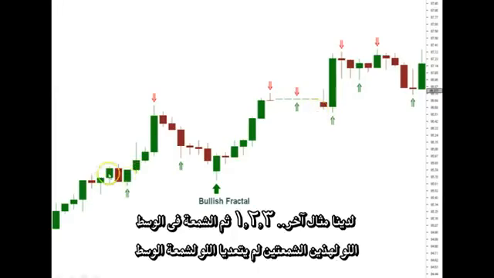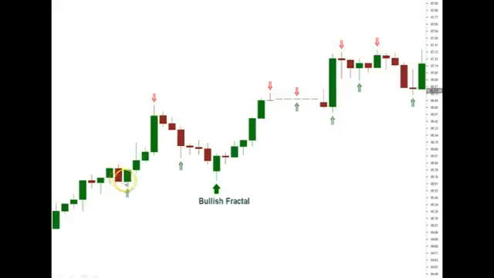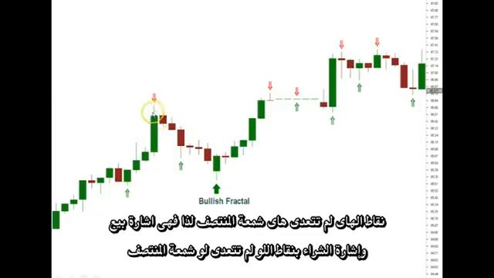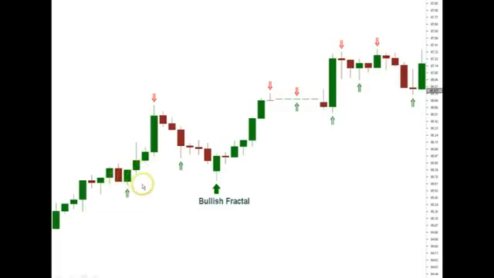Here it is again. 1, 2, 3, the middle, 4, and 5. So these two here don't exceed this low here. So these lows are not as low as the middle low. This high is not as high as the middle high. So that's where you get the bearish. For the bullish, the lows aren't as low as the middle low.